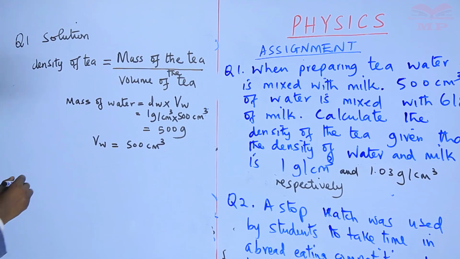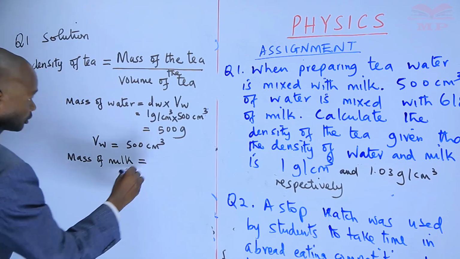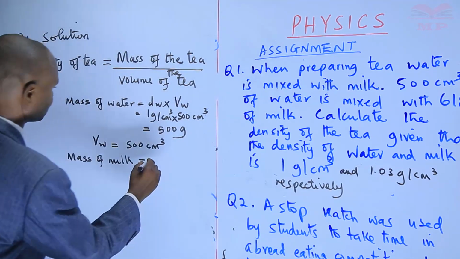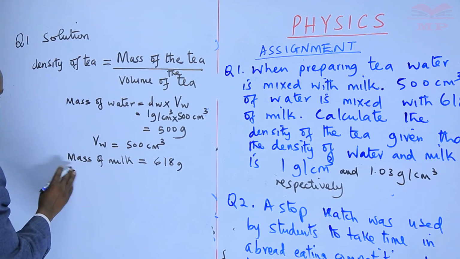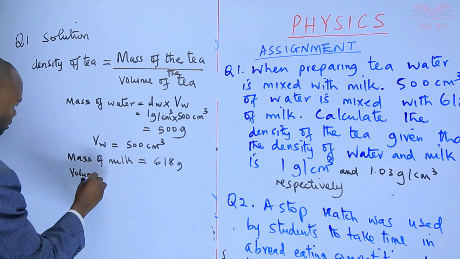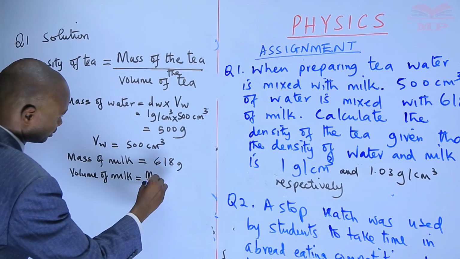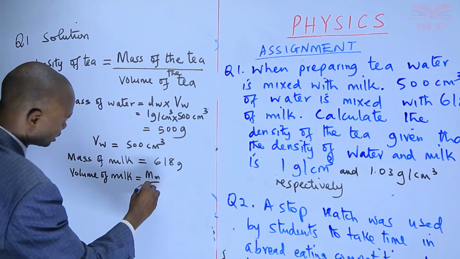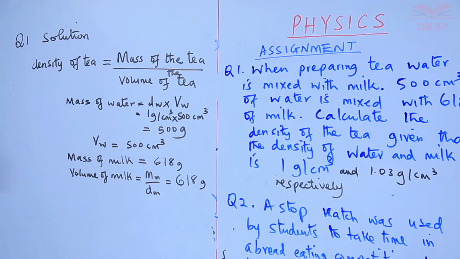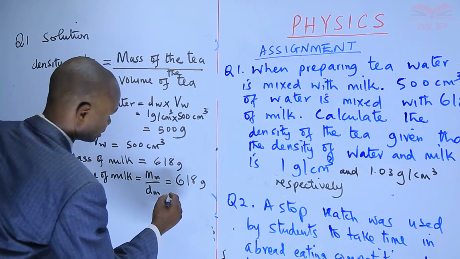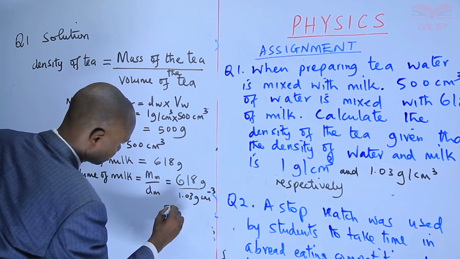Mass of milk. The mass of the milk is already given, 618 grams. And lastly, we have the volume of milk, which will be the mass of milk divided by the density of milk. This is 618 grams divided by 1.03 grams per centimeter cubed. We work out, we shall get 600 centimeters cubed.